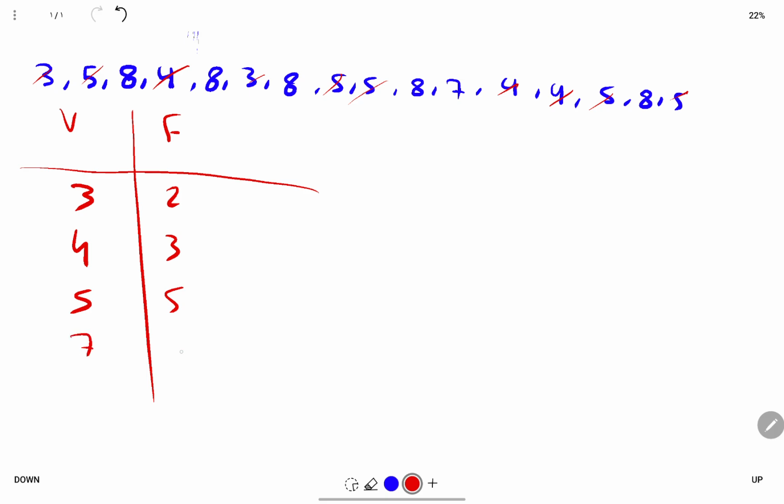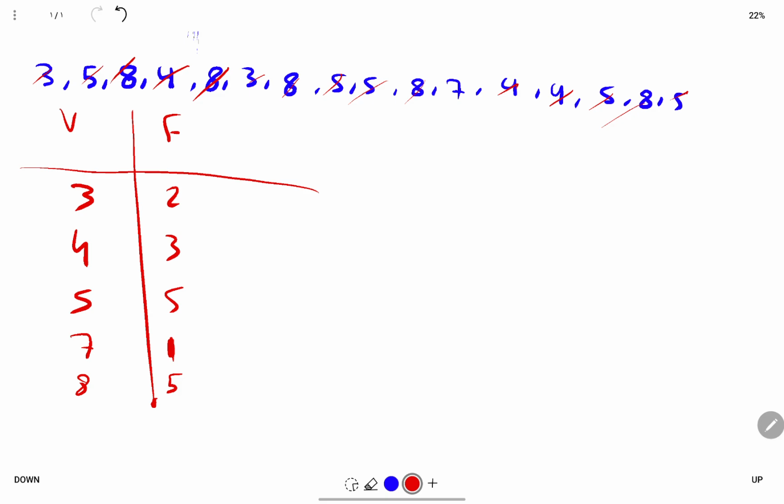We have 1, 7. Next number we have 8. So we have 1, 2, 3, 4, 5. We have 5, 8. Now, so that's the simple way to make a frequency table.